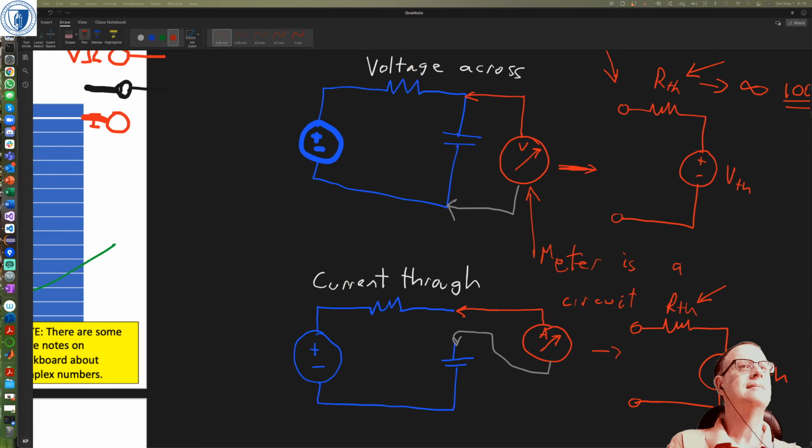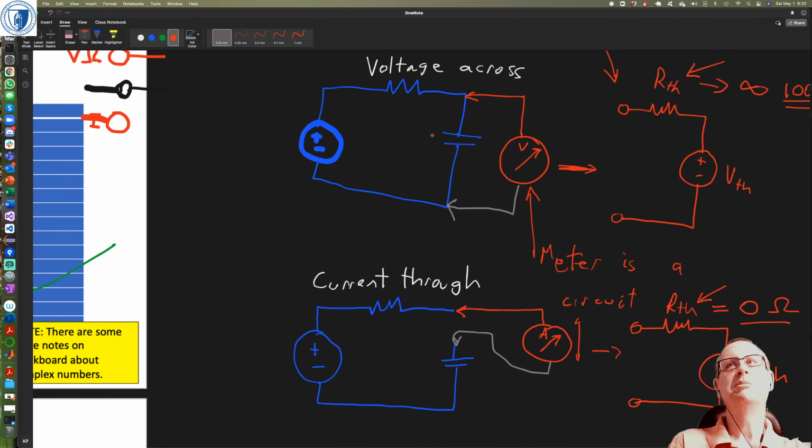So would it be like 0? Yeah, because you want the full current to go through. Right, so if RTH had something other than 0, then you'd get a voltage drop across it. So ideally you want RTH for this meter to be 0 ohms.